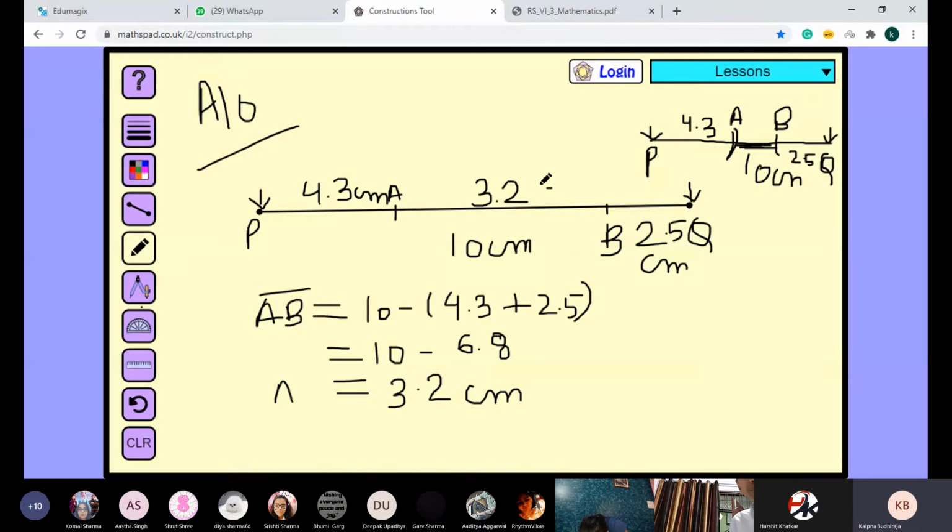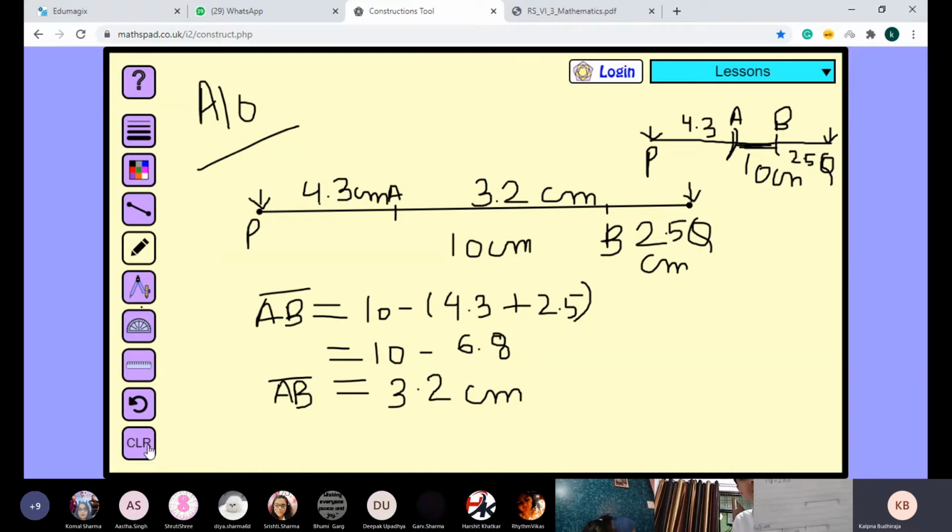Those who are not getting 3.2 centimeter must try to draw this diagram again. Ma'am, my answer is correct. Very good, ma'am, I also got 3.2. Very good. Those who are getting it, yes, okay, okay. Now wait.